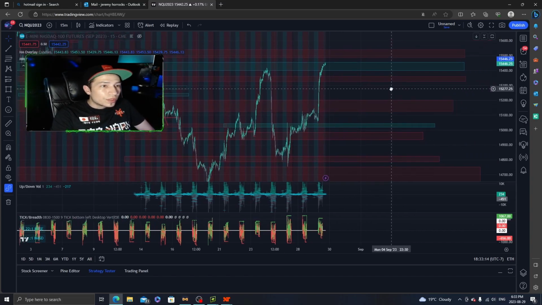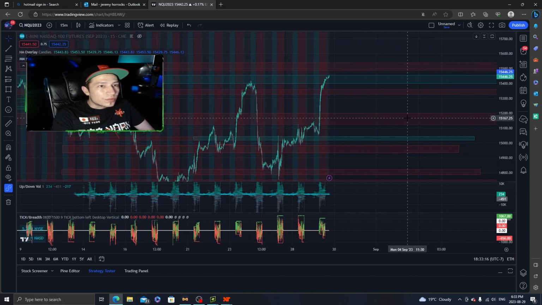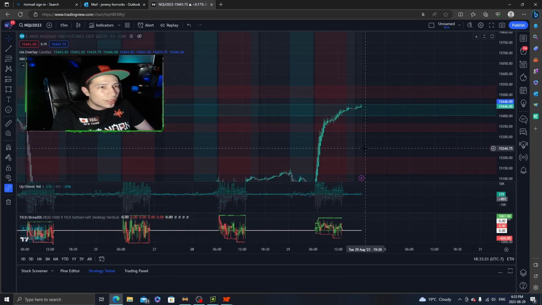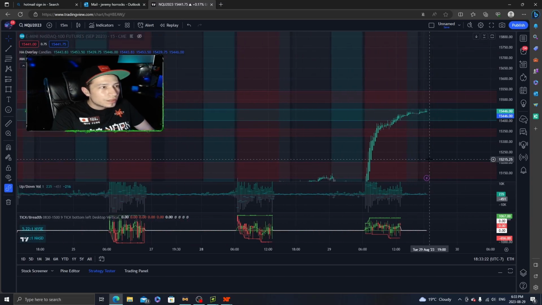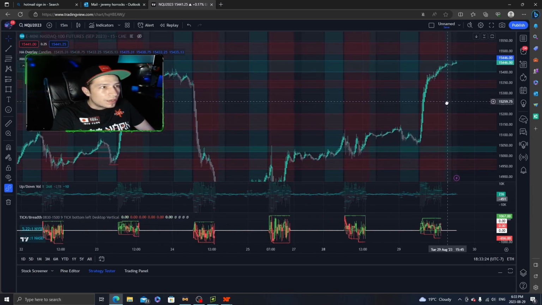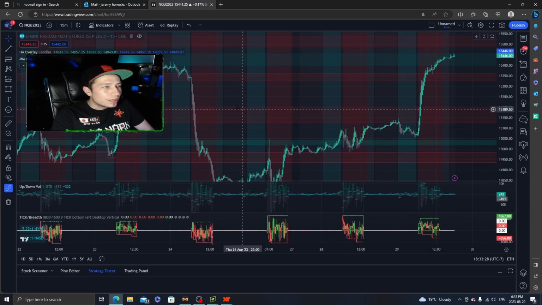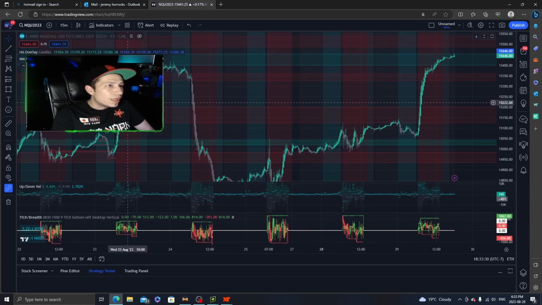So what we're going to be doing is looking to play off these zones, okay? So you can see right now we are forming an uptrend here. Our recent high, we came up, had some resistance at the top of this zone, then we were able to push right up to this zone here, okay?